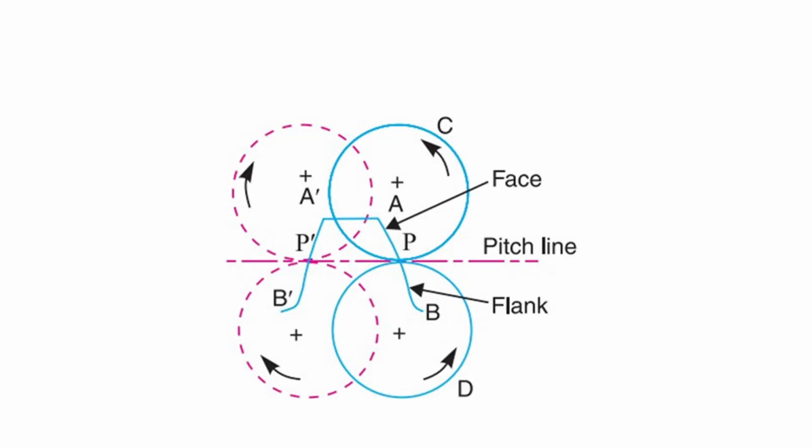You can see that the fixed line or pitch line of a rack is being shown. When the circle C rolls without slipping above the pitch line in the direction indicated in the diagram, the point P on the circle traces the epicycloid PA. This represents the face of the cycloidal tooth profile. If the circle D rolls without slipping below the pitch line, the point P on the circle traces a hypocycloid, which represents the flank of the cycloidal teeth.